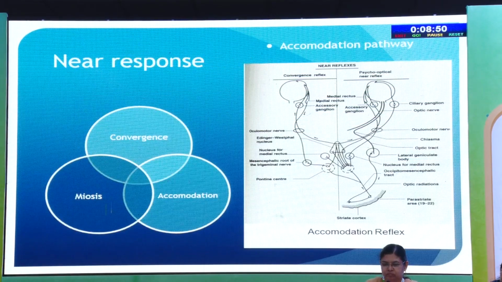Near response is the pathway that is, as you know, quite complex, and it is important, especially in people where you do not get a good light response. Make sure you always check a near response. Ideally, you should be checking that in every case.